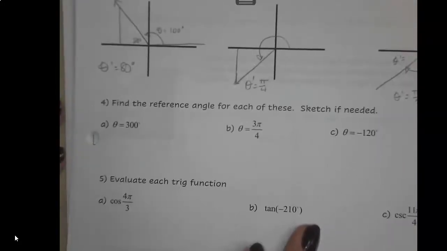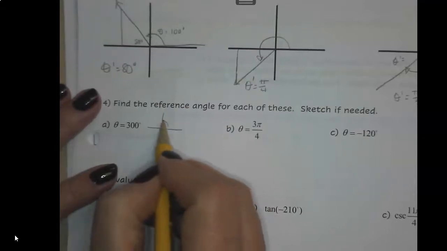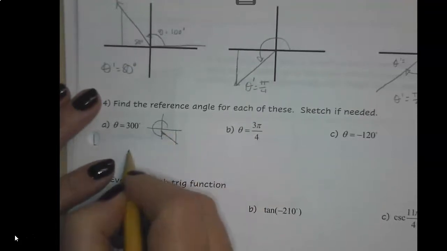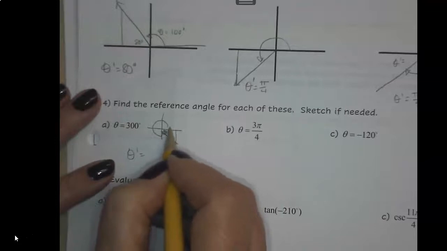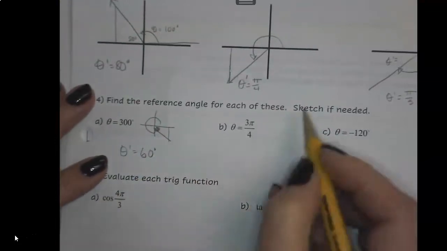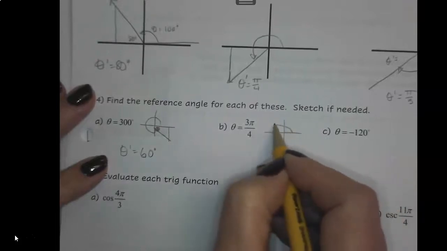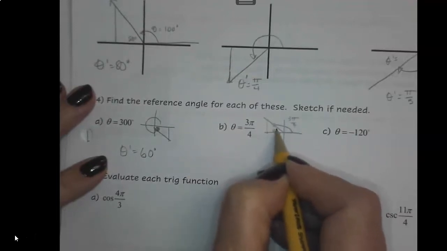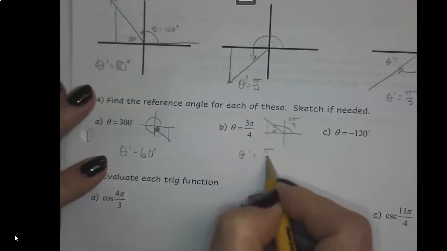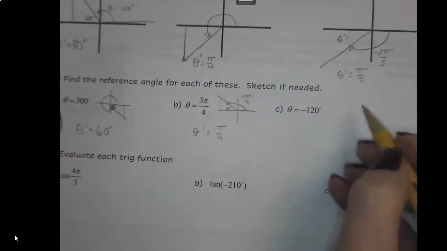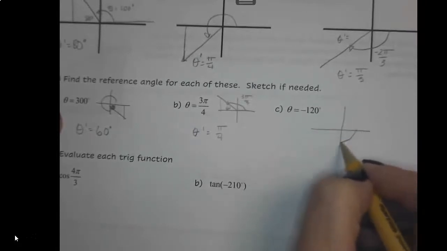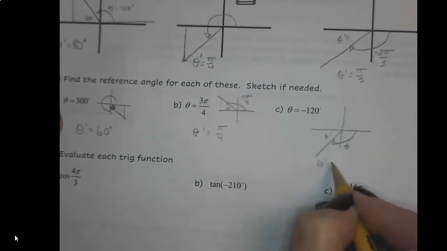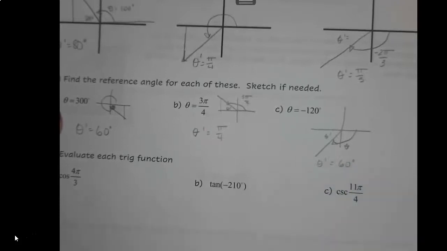Okay. Let's try these reference angles. So 300 degrees, that would sit right here. Okay, 300 degrees. So what's left for my theta prime is this angle right here, and that would be a 60-degree reference. 3 pi over 4 sits right here. Okay, then here's my theta prime, and that would be pi over 4, and then negative 120 degrees sits down here. And my theta prime would be 60 degrees. Your reference angles are always going to be positive.